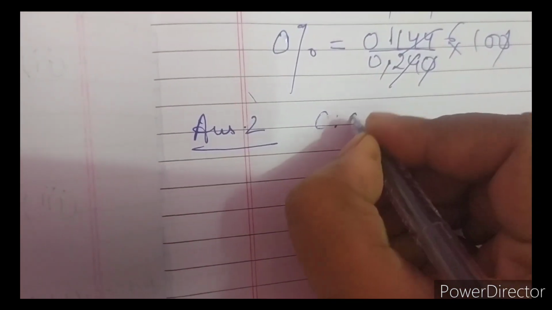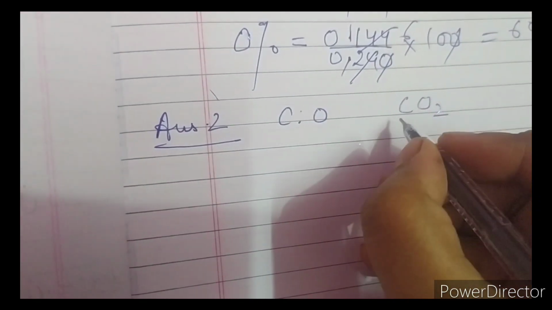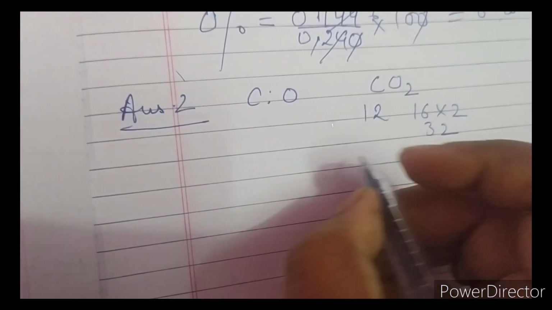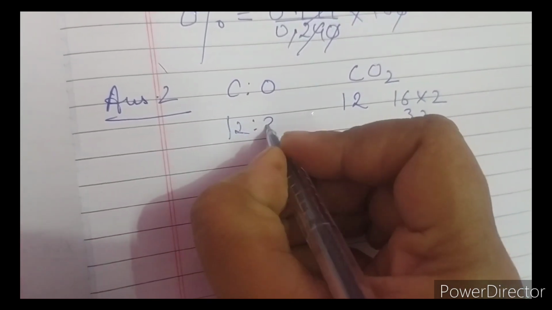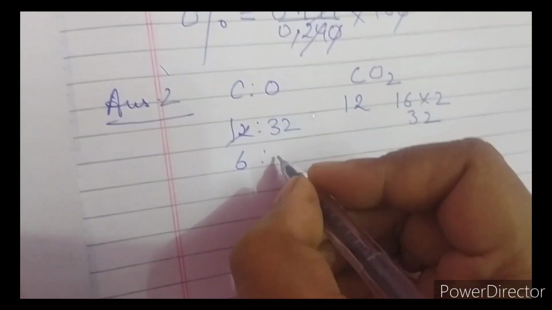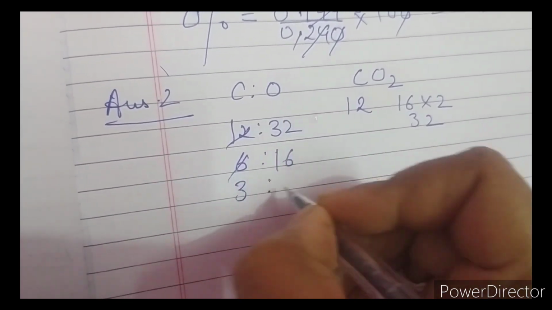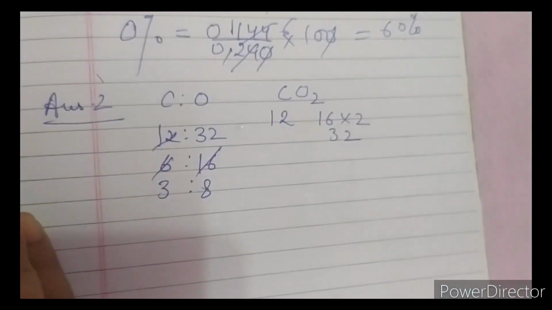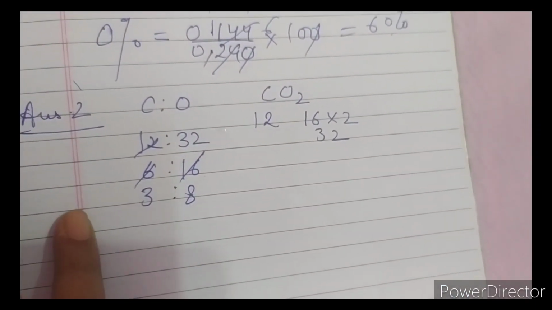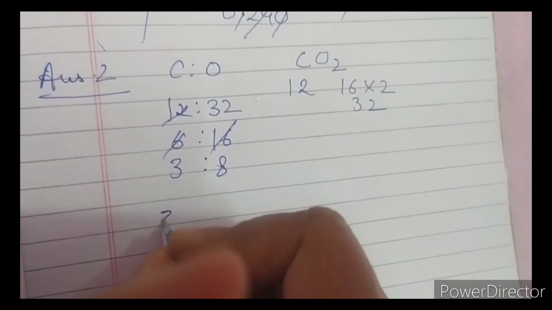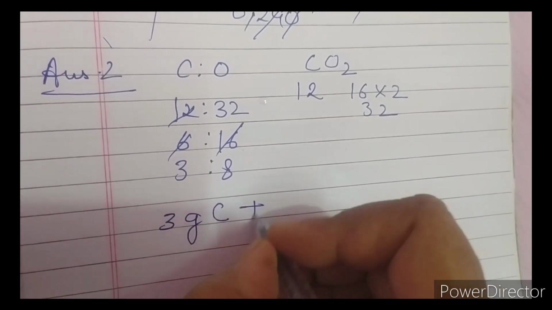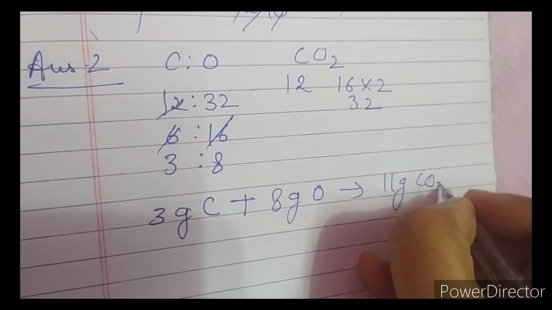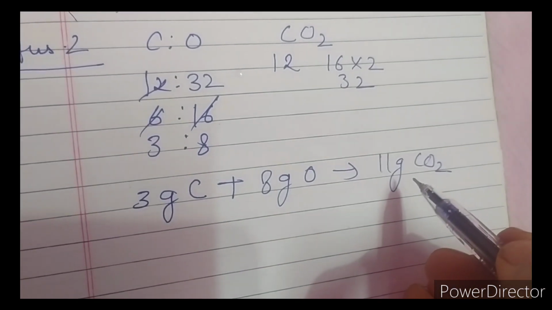Carbon and oxygen percentage in CO2, if you will find it out, carbon is here 12 gram and oxygen is here 16 into 2, that is 32 gram. So the ratio is 12 is to 32. 2 sixes are 12, 16 are 2 eights, and 12 is 3 fours, so the ratio of carbon and oxygen in CO2 is 3:8. And it is given in the question that 3 gram of carbon reacts with 8 gram of oxygen to give you 11 gram of CO2. Okay, so this has been given.